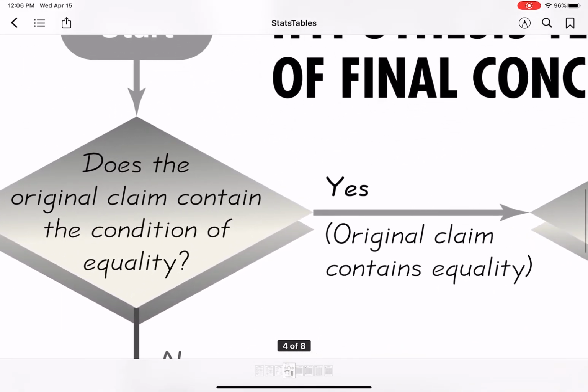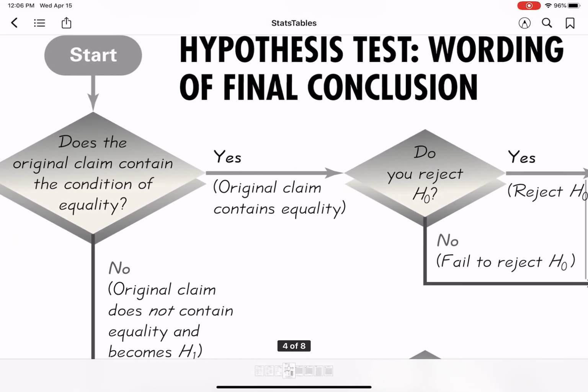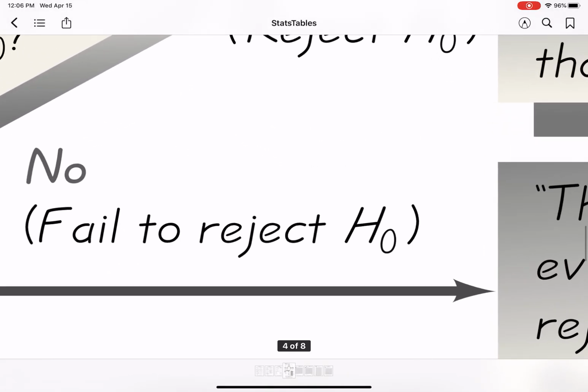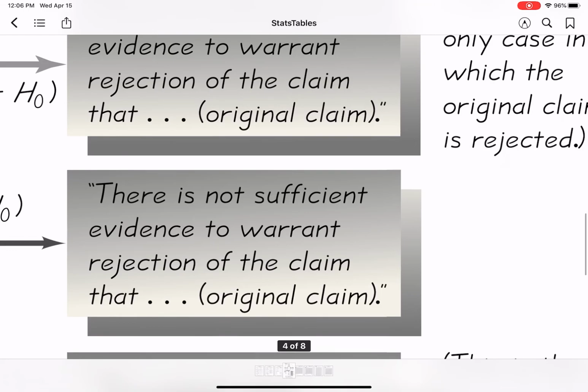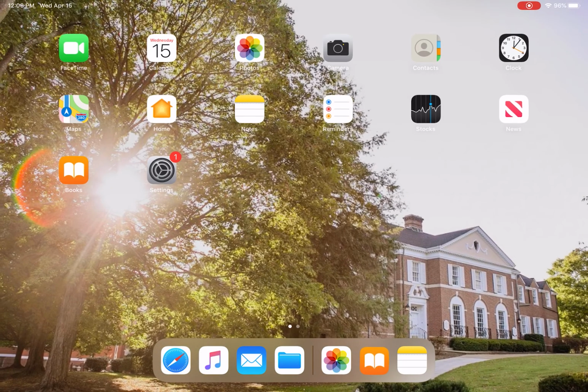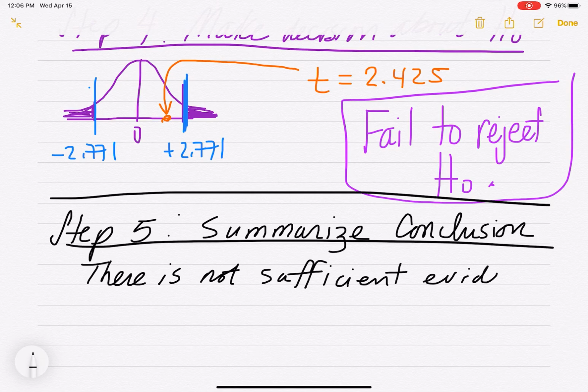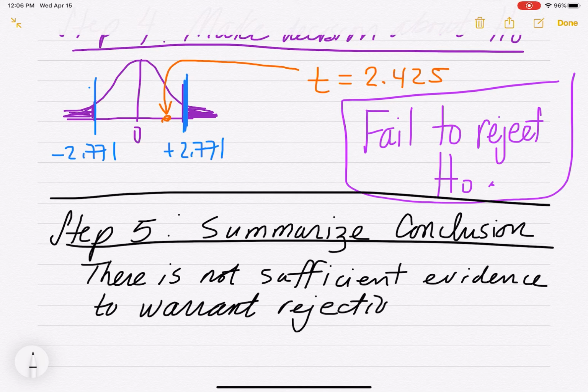Does the original claim, the claim we were testing, contain equality? Yes, right? Did we reject the null hypothesis? No, we failed to reject the null hypothesis. So we're going to go here. There is not sufficient evidence to warrant rejection of the claim that, that's what we're going to write. There is not sufficient evidence to warrant rejection of the claim that, and then let's write our claim.